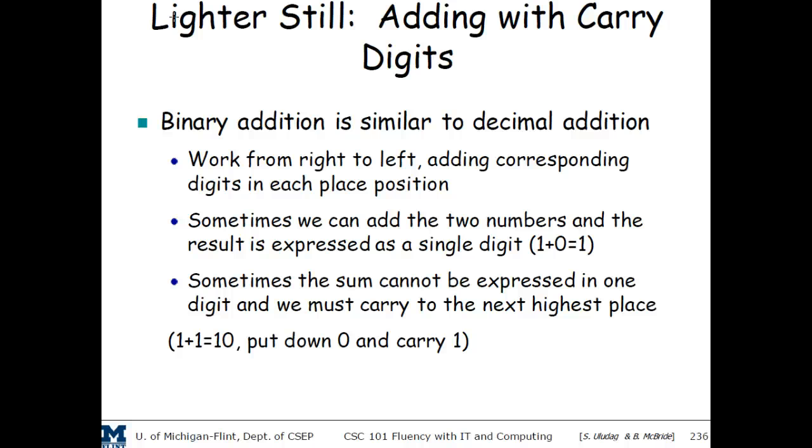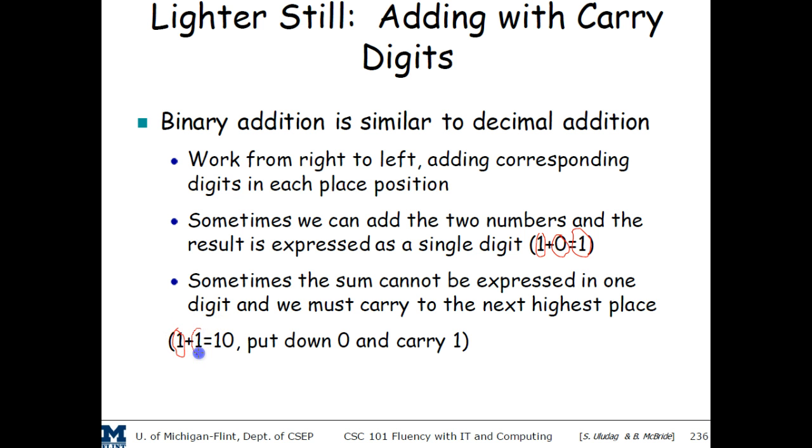And it works similarly to the decimal addition, but reflects a base 2 numbering system. Like decimal, binary addition works from the right to the left, and in some cases we have digits that can be added together, such as 1 plus 0, and it can be represented as a single binary digit, in this case 1. Or we might have had them backwards. 0 plus 1 is also equal to 1, or 0 plus 0 is equal to 0.